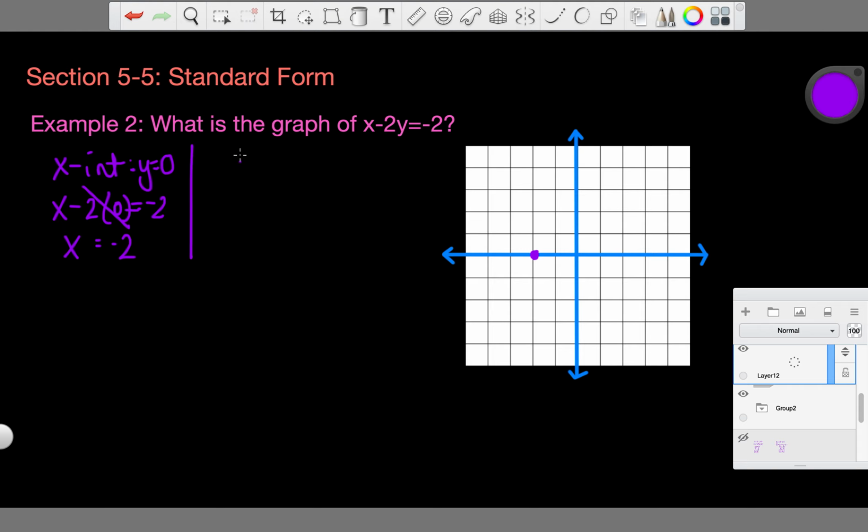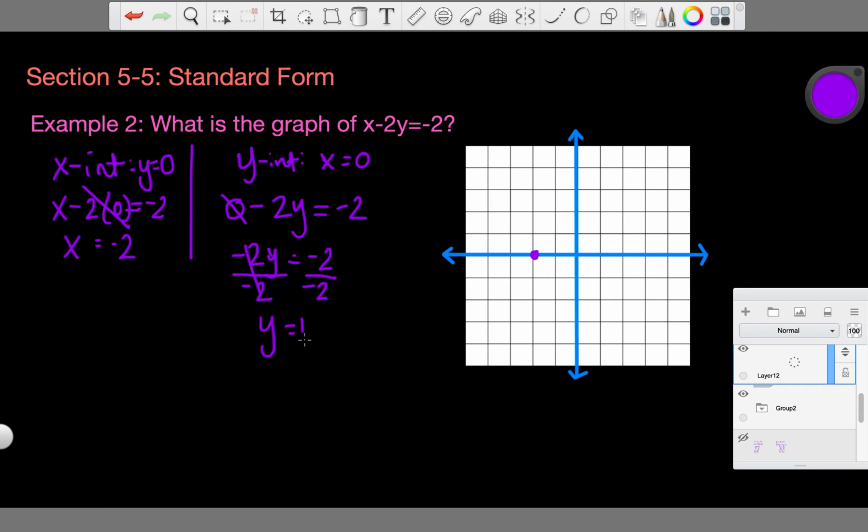Now the next thing we're doing is the y-intercept. Just like we did before, we're going to set x equal to 0 and solve for y. So we get 0 minus 2y equals negative 2. Your 0 cancels, and you're left with negative 2y equals negative 2. We want to get this y alone, so we need to divide by negative 2 on both sides, and we get that y equals positive 1. So we can graph this. Y at positive 1 is 1 up from the origin. And now we have our 2 coordinate points, and we can connect these points to create a straight line.